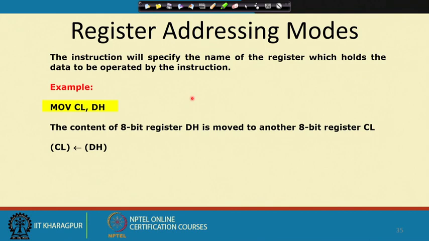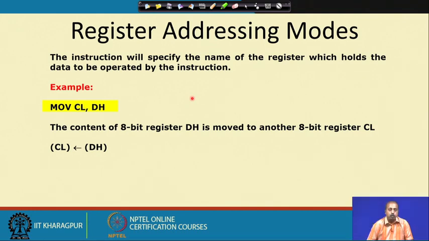The simplest of all these addressing modes is the register addressing mode. Here the operands are registers. Most of the operations in 8086 are 2 operand instructions, where apart from the opcode we will have 2 operands through which the operation will take place. The instruction will specify the name of the register which holds the data to be operated on, like MOV CL comma DH.